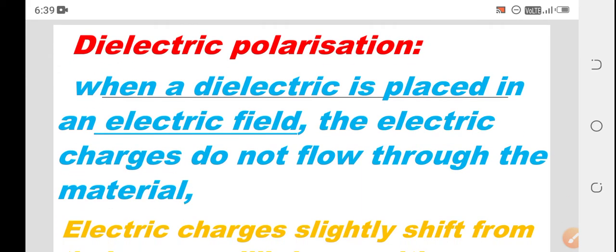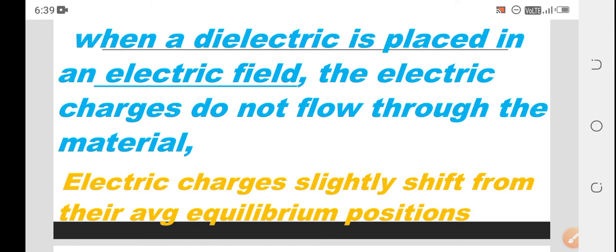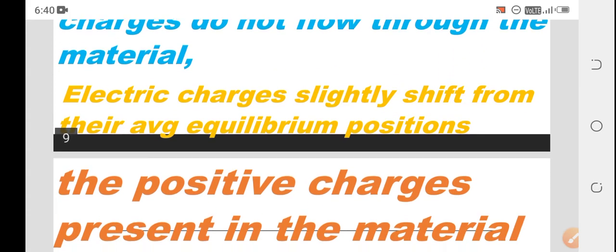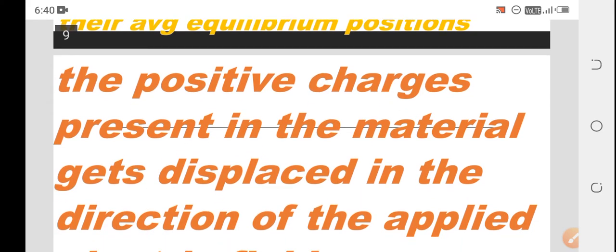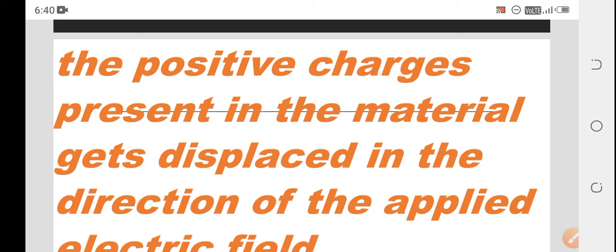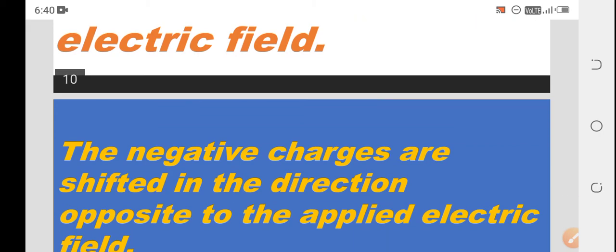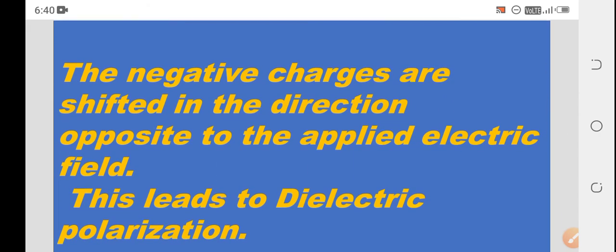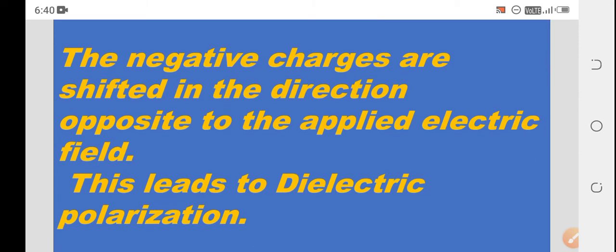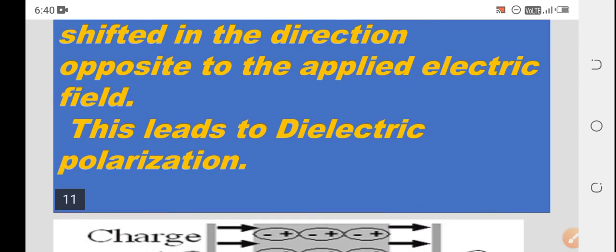When a dielectric is placed in an electric field, the electric charges do not flow through the material. Instead, the electric charges slightly shift from their average equilibrium position. The positive charges present in the material get displaced in the direction of the applied electric field. The negative charges are shifted in the direction opposite to the applied electric field. This leads to dielectric polarization.